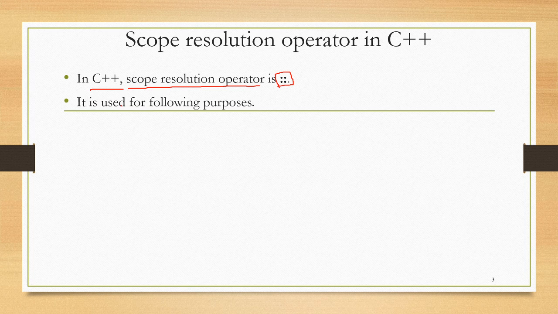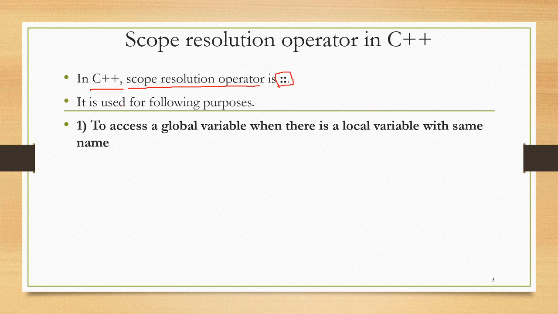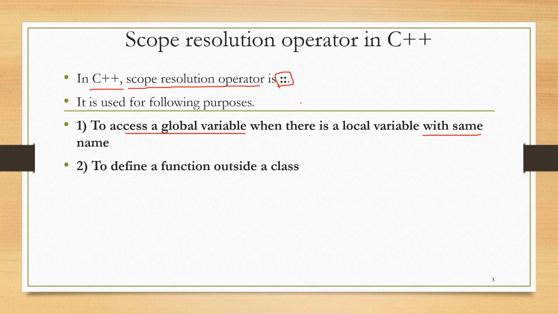So what are the different uses of the scope resolution operator? The following are the uses. To access a global variable, when there is a local variable with the same name, in that case you can make use of the scope resolution operator to distinguish between the two variables. Second, to define a function outside a class.